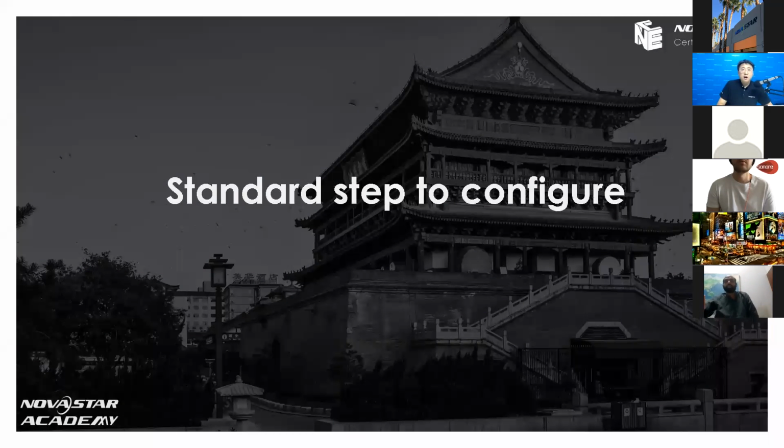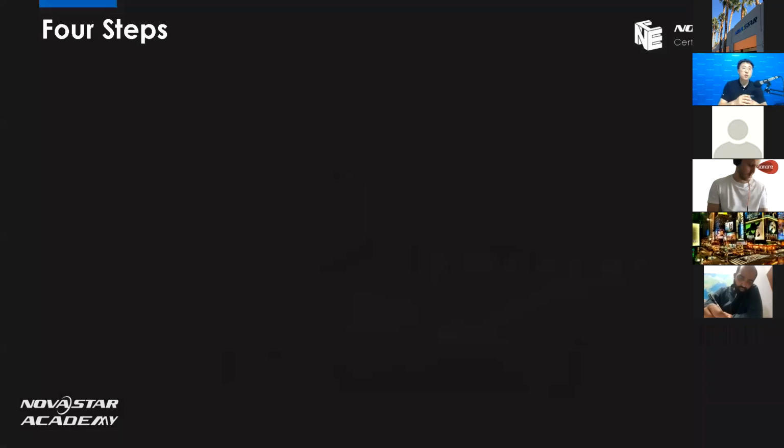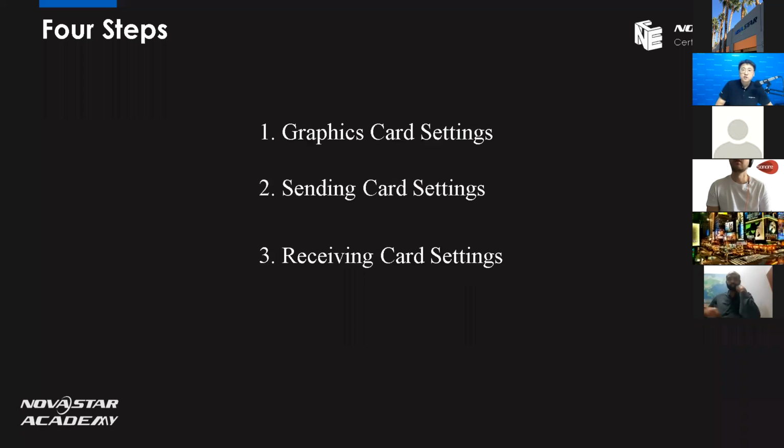Okay, after confirming all the devices are online and the firmware versions are correct, we can start the subsequent settings. This is the basic step to configure an LED screen and make sure it displays pixel by pixel. It usually consists of 4 steps: graphic card settings, sending card settings, receiving card settings, and the last step is screen connection.